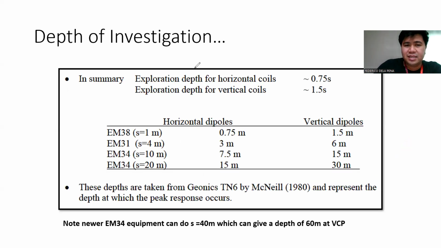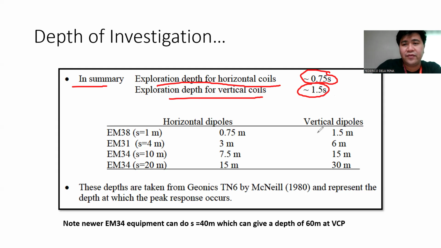And to summarize, actually, I'm not summarizing. I'm just jumping to the conclusion of the textbook. The exploration depth for horizontal coils is approximately 0.75 of your coil spacing. And then for vertical coils, the penetration depth or the exploration depth is 1.5 of your spacing.